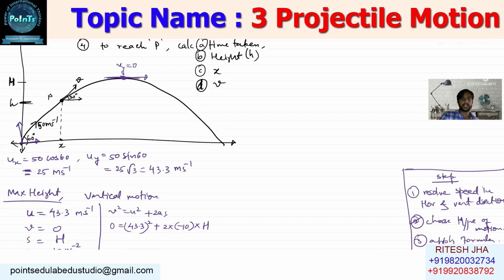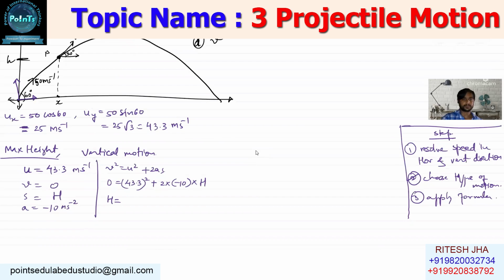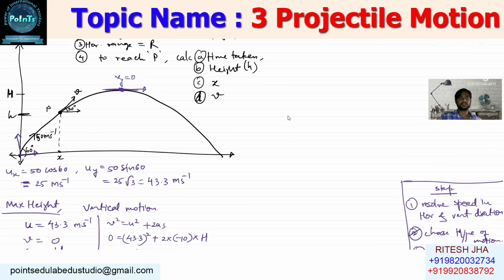So with that, we'll be able to get the value of H, and that would be 43.3 square, which is 1874.9, divided by 20. You get 93.7, 75, I guess. Yeah. So this is giving you the maximum height. So we solved the first part of this question, easily, isn't it?